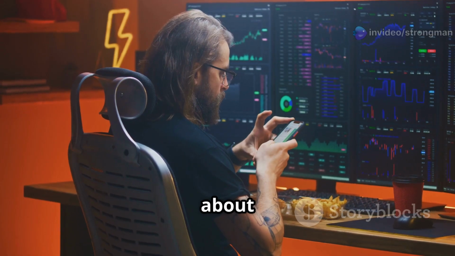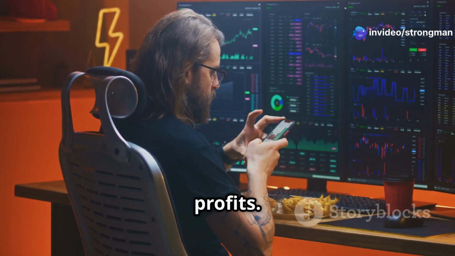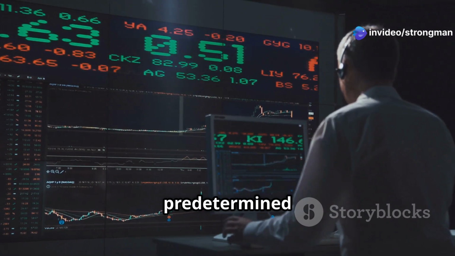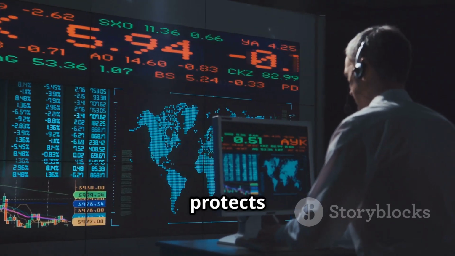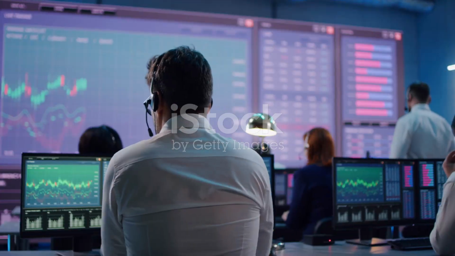Remember, trading is about managing risk, not chasing profits. Sticking to predetermined entry, stop-loss, and take-profit levels ensures discipline and protects your capital in the long run.